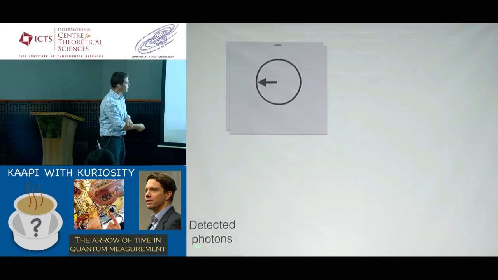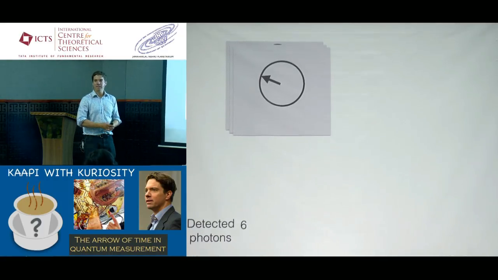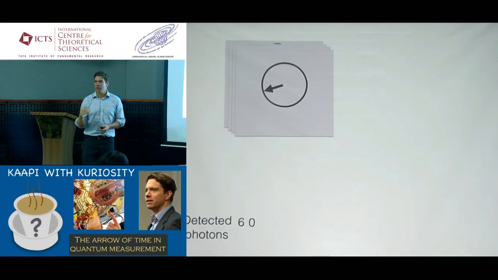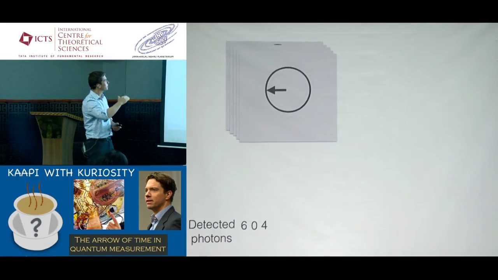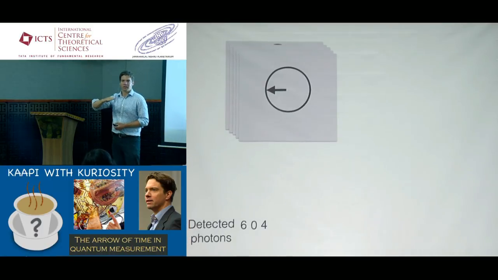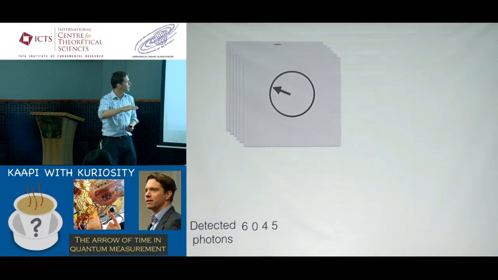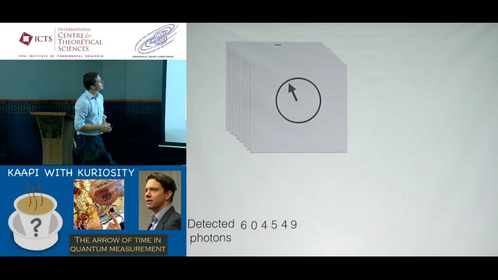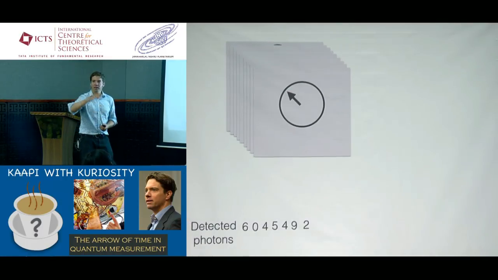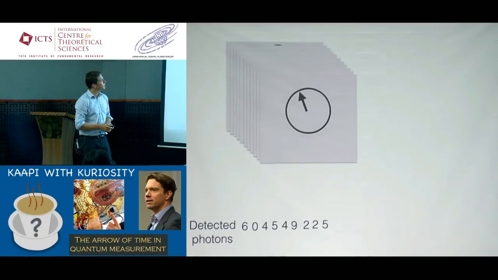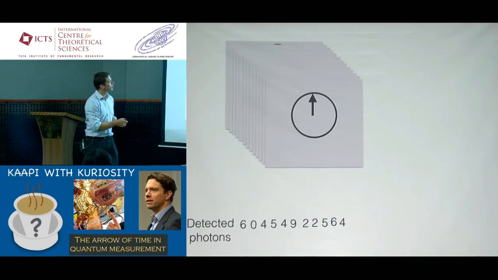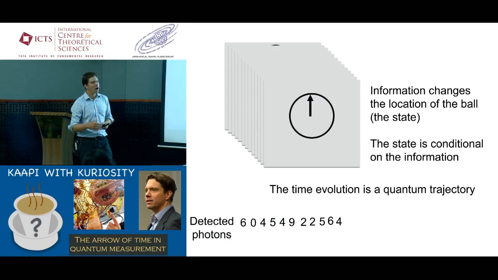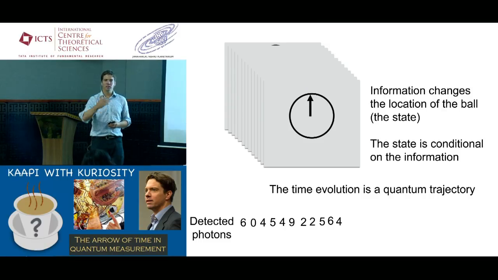Now let's think about what the detector says. So it said six photons at first. That means it's more likely to be on the top shelf, so it shifts up a little bit. Then we detected zero photons. Well, that means it's actually more likely to be on the bottom shelf, so it shifts down a little bit. Then we detect three photons, or four photons. It means actually we didn't really learn anything. It's back to where it started. Going five photons, four photons, nine photons, two photons. You can see this is wiggling up and down until maybe eventually we become quite confident that it's on the top shelf. Okay? So that's a quantum movie of how the state of the ball changes as we accumulate information.